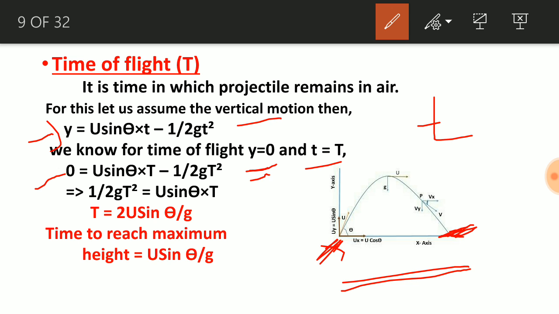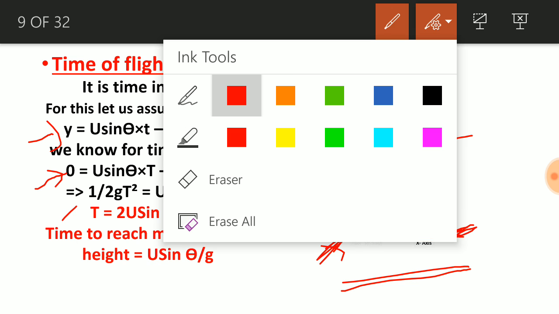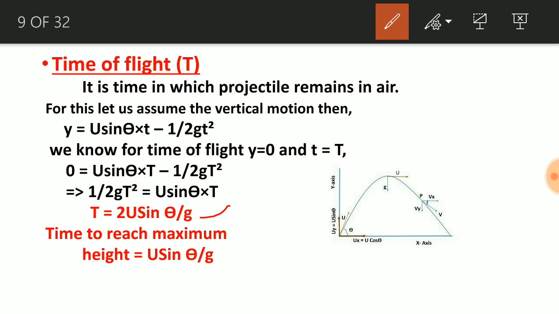Now on solving this, on keeping y equal to 0 and replacing small t by capital T, we will get half g t square is equal to u sin theta into t, and our final answer will be 2u sin theta by g. Do remember this. This is an important formula: time of flight for a projectile thrown from ground is 2u sin theta by g.